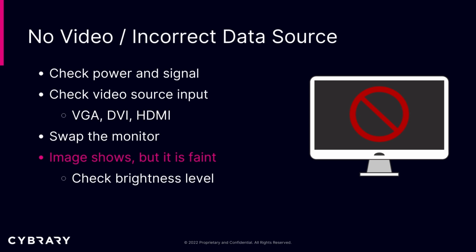Now, if you do have an image, but that image is dim, check the brightness controls. Sometimes those brightness controls may have gotten tampered with or changed, and it could be causing your dim image. If there's still no image, it could possibly be a monitor issue. A great way to troubleshoot that is to get another monitor that you know is working and swap the monitors. So this is a good way of testing to see if your monitor is not working.